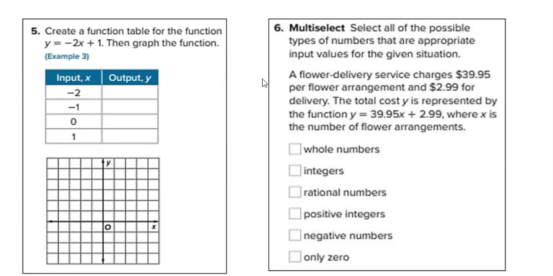I just want to explain question number 6, multi-select. In this you will select only whole numbers and positive integers, because here x is the number of flowers. What they're asking here is the total cost y, represented by the function as this. So we will select only the whole numbers and positive integers, because flowers cannot be negative. A cost cannot be negative. So we'll select only whole numbers and positive numbers.